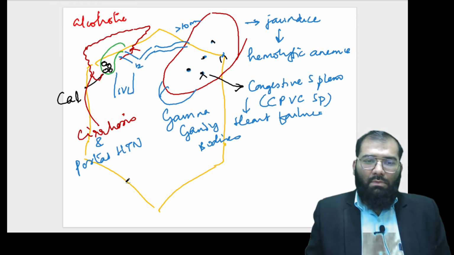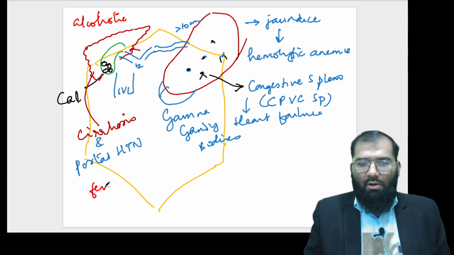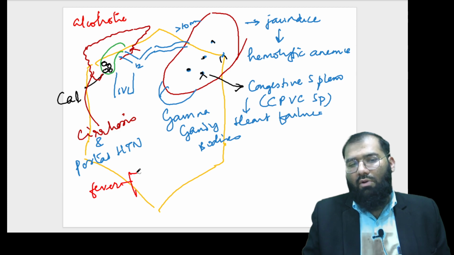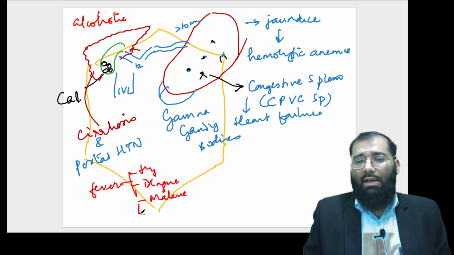Now, suppose patient has fever, chronic fever, and he has got splenomegaly, then infective causes: typhoid, dengue, malaria, and massive splenomegaly, kala azar.